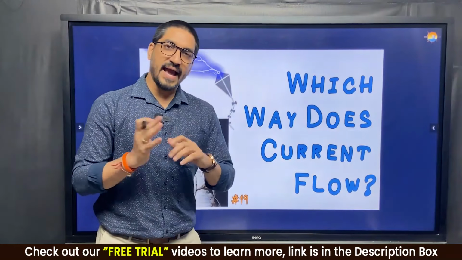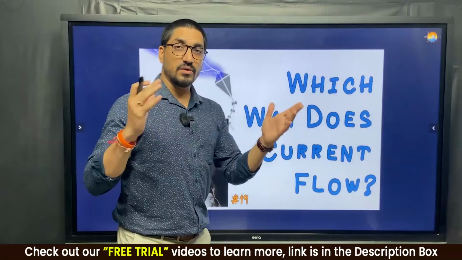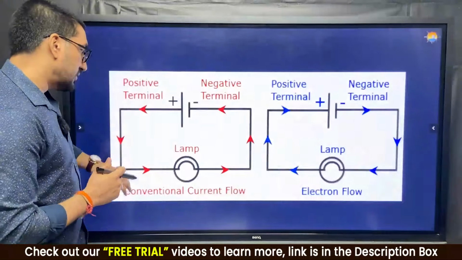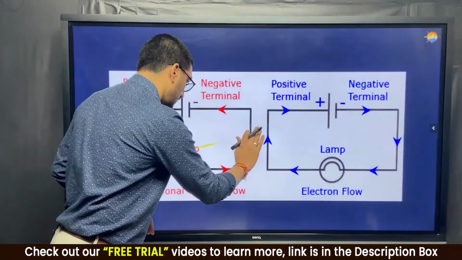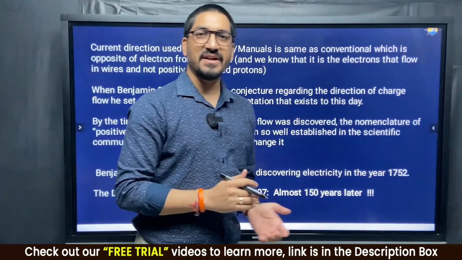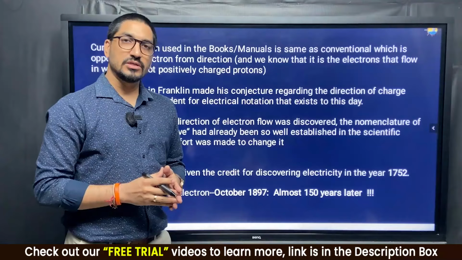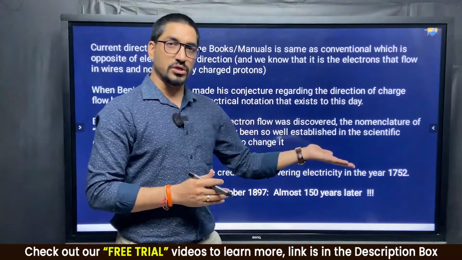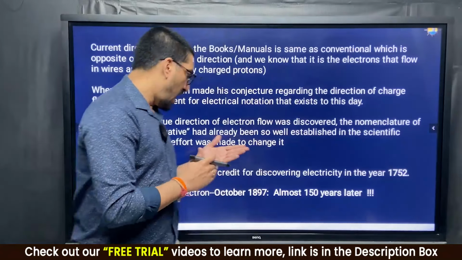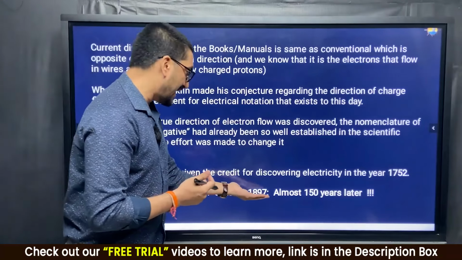Now the reason lies in history. Historically, when electricity was discovered, it was way long back, in 1752. Credit goes to Mr. Benjamin Franklin. So people knew what electric current was in the 1800s. We knew that. However, we didn't know about the electron till 1897.